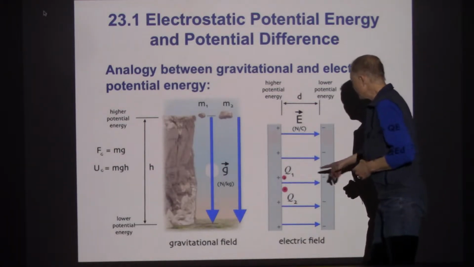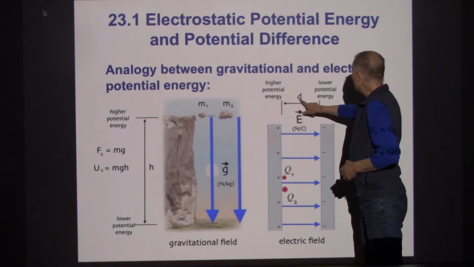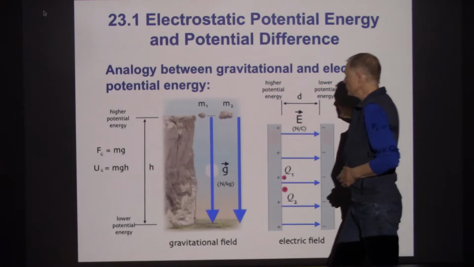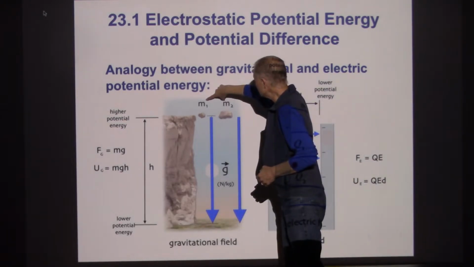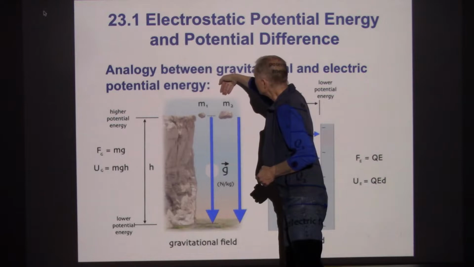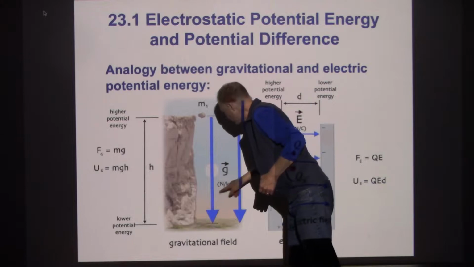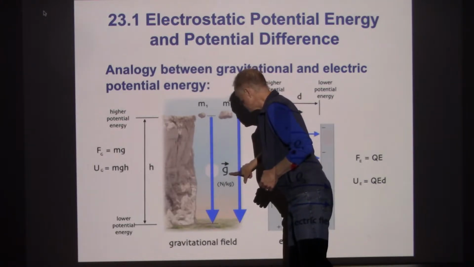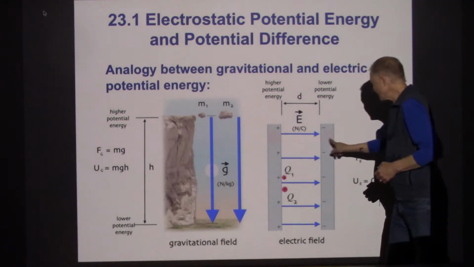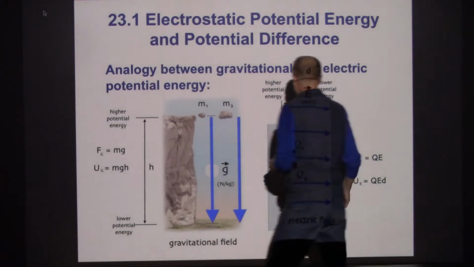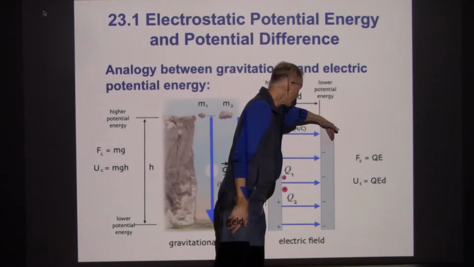So what we can define then, at least for these positive charges, is we're going to start at higher potential energy and go to lower potential energy. The same way here, for masses m1 and m2, we're starting at higher potential energy. If these objects are moved in the direction of the gravitational force, of the gravitational field, then the potential energy is going to drop. So there are forces acting on these positive charges, and what that says is this is going to be higher potential energy, but it's going to be lower on the other side.